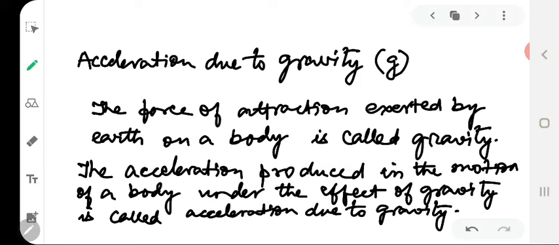The value of acceleration due to gravity does not depend upon whether the body falling under gravity is a light one or a heavy one. That is, the value of g is independent of the mass of the body. Near the surface of the Earth, the value of acceleration due to gravity is 9.8 meter per second square. Now, let us obtain an expression for acceleration due to gravity.